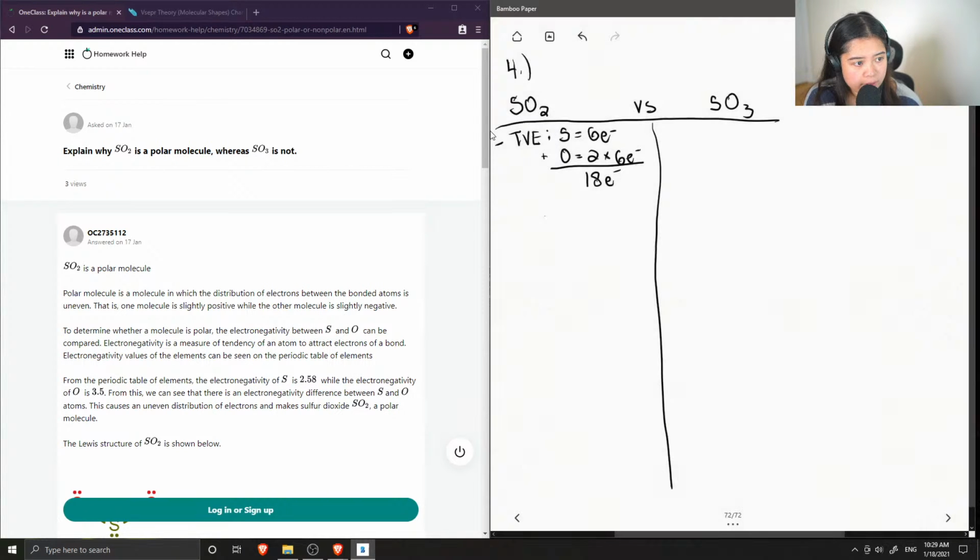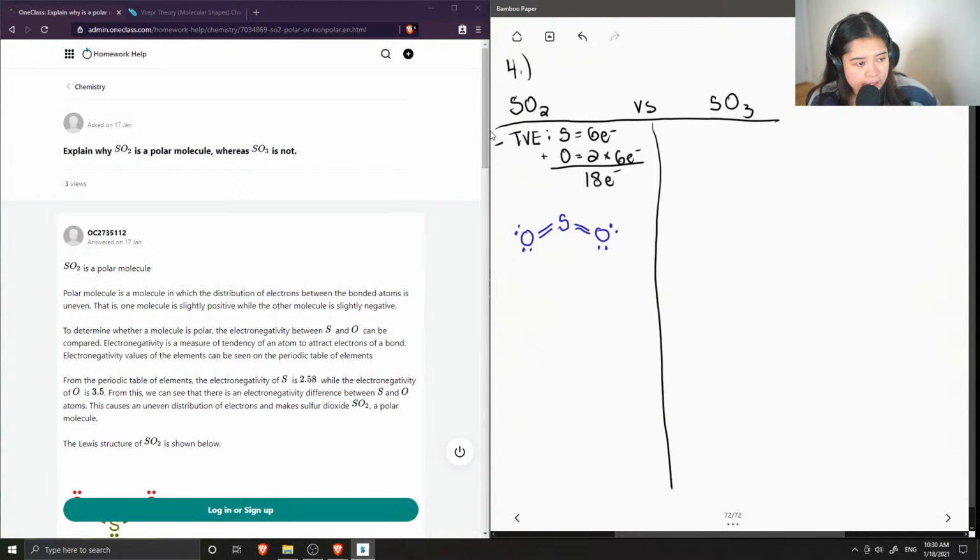So now if we draw out our Lewis structure, sulfur will be our central atom, and I'll just draw 2 single bonds to oxygen. And these oxygens may have a double bond. And then I'll just show the 2 pairs of lone pairs on each of my oxygen atoms.